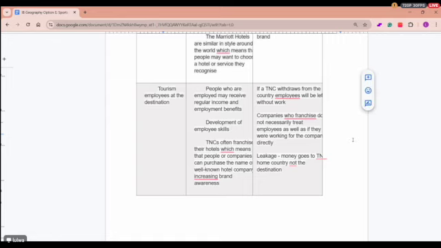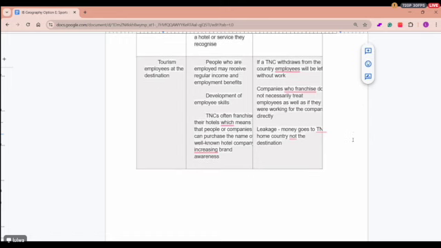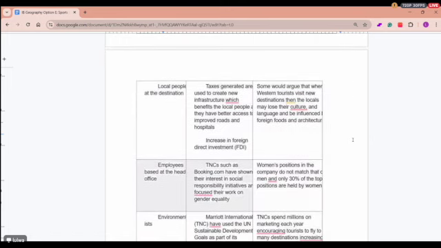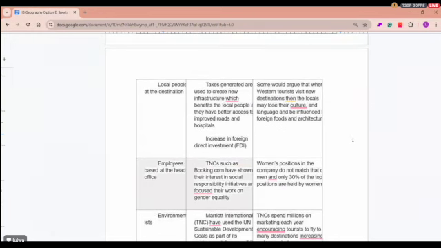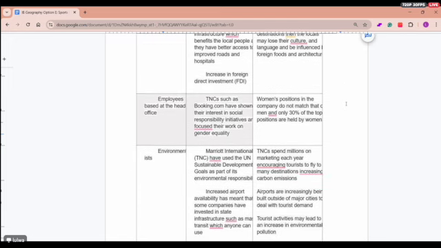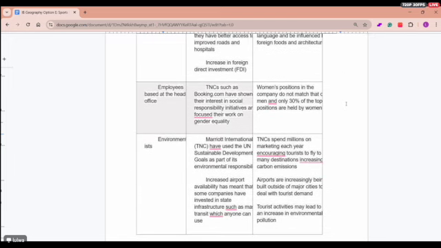Therefore, you also have leakage because money goes to the TNCs as profit and not for the country itself. And you also have local people because taxes generated are used to create new infrastructure. However, some would agree that where Western tourists visit new destinations, then the locals may lose their culture. For employees in the headquarters, TNCs such as Booking.com have shown their interest in social responsibility.